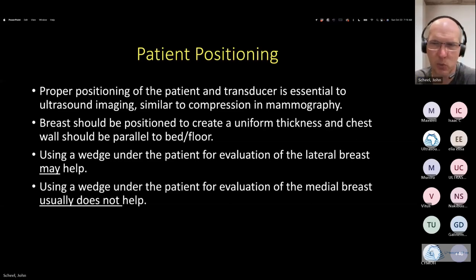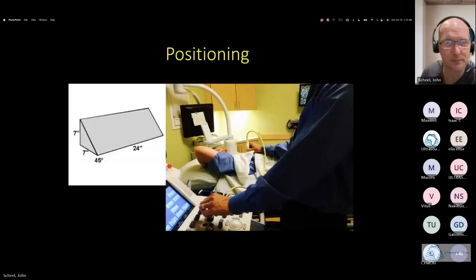In general, we use wedges or pillows to prop up the patient if we're looking at the lateral breast or the outside of the breast. And we usually do not use it when we're evaluating the medial part or inside of the breast. But there's a lot of factors that might change that rule. Here's an example of a wedge. And you can see that it is placed underneath the patient so that she's at a 45-degree angle and her breast is now just contained on her chest wall. It doesn't move over to the left side or into her armpit.